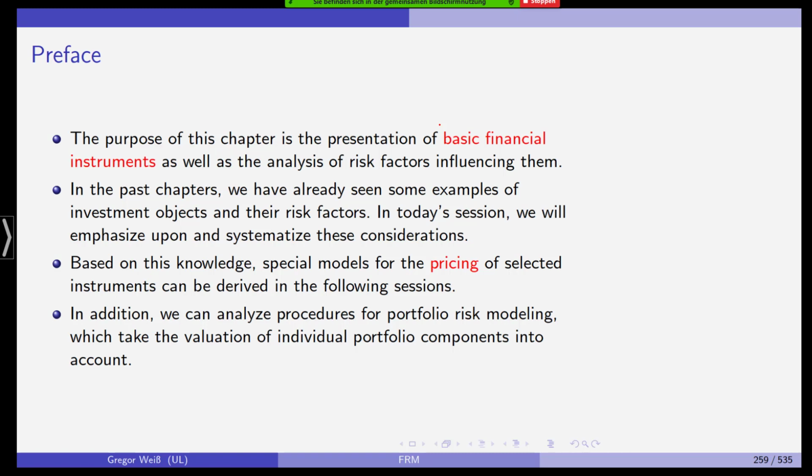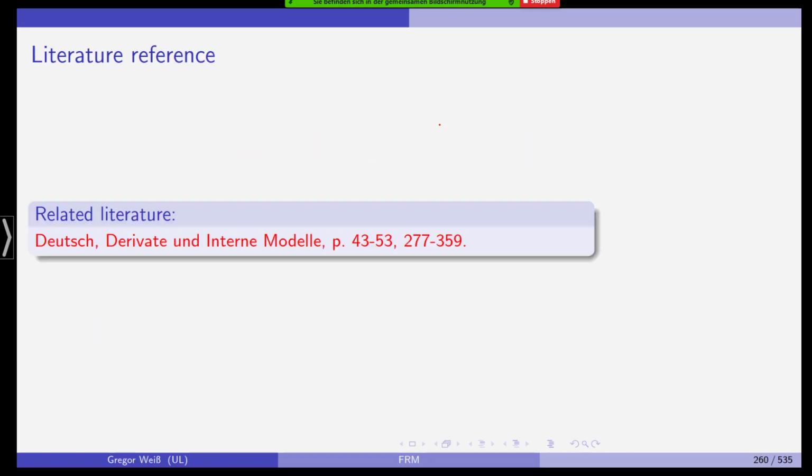In essence, why are we looking at financial derivatives in the first place? It's all about hedging. We need instruments that can be used to minimize, especially the market price risk of other securities. And this is where financial derivatives have become more and more important over the last couple of decades. You can have a look at the Derivatives in Internal Models textbook by Hans-Peter Deutsch.